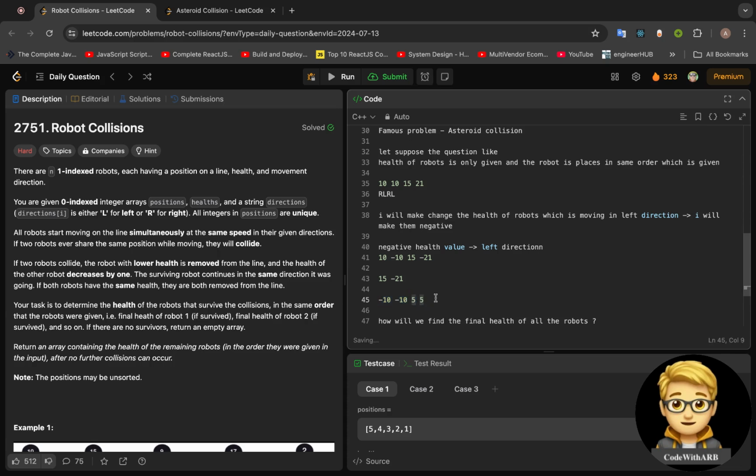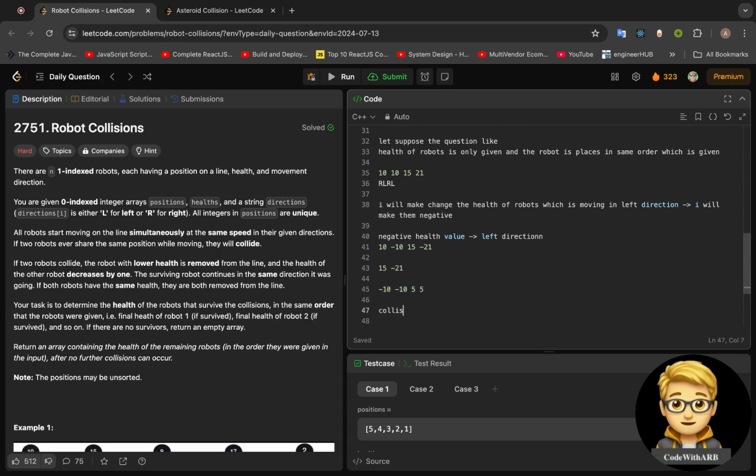So collision will only occur when they are moving in opposite directions of each other. When two robots are moving in opposite directions, right?